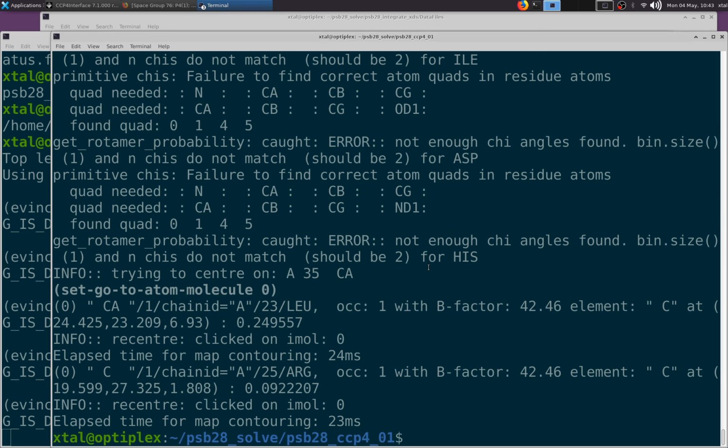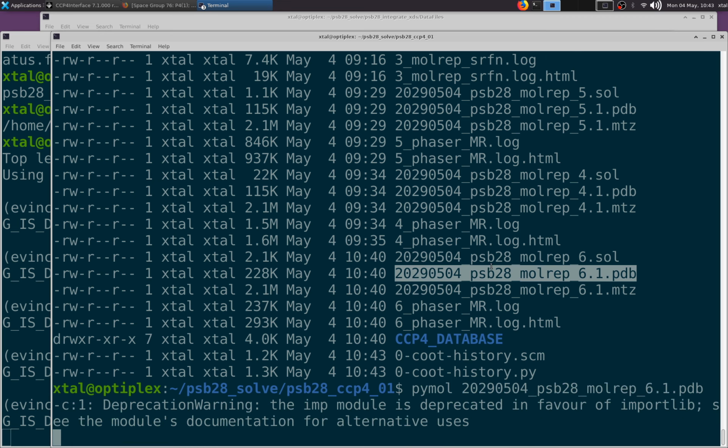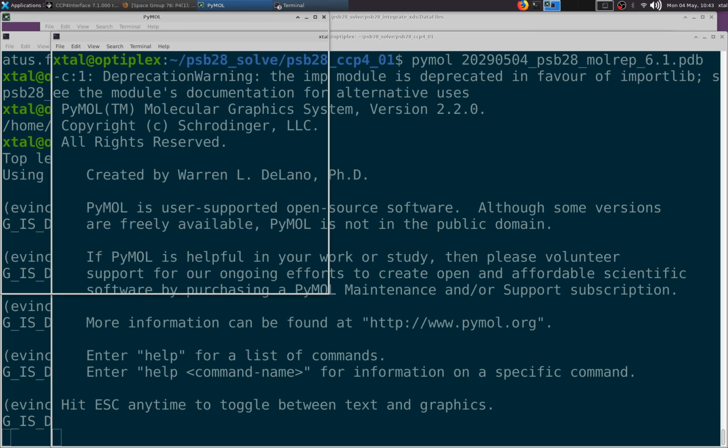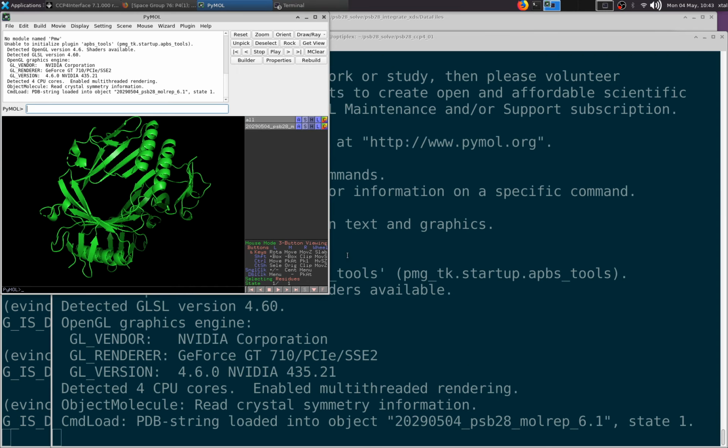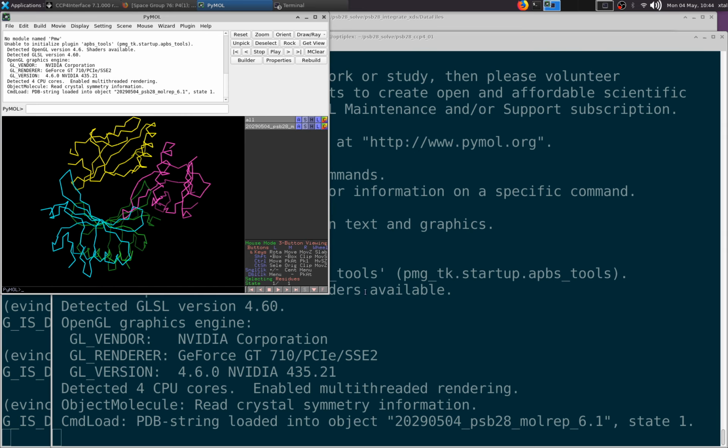Another interesting thing to do is to look at the crystal packing. So correct solutions should have a crystal lattice that looks complete, with no gaps that extend all the way through. So let's colour by chain. Look at the ribbon.